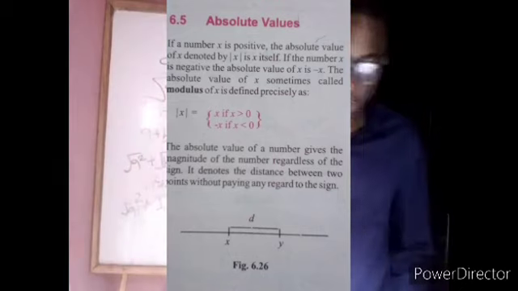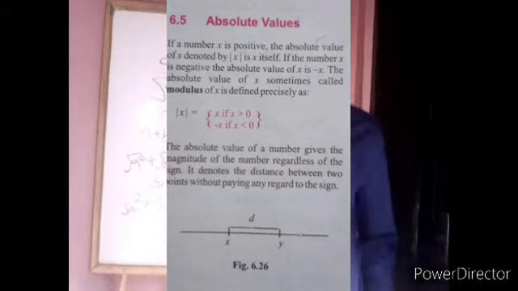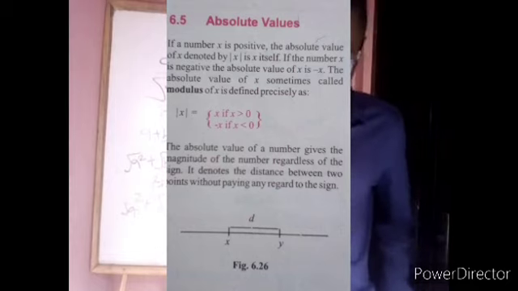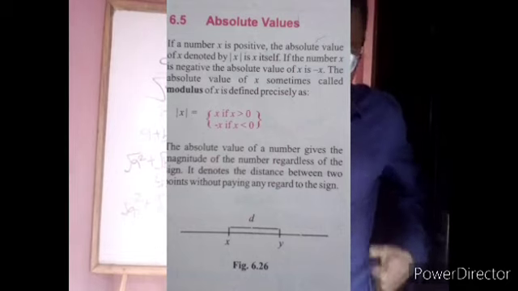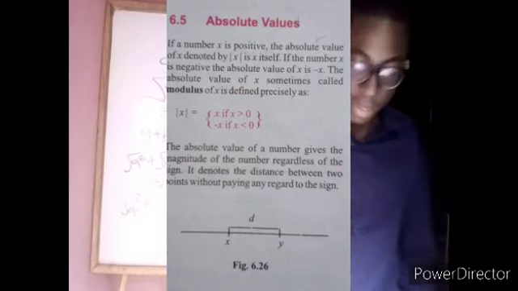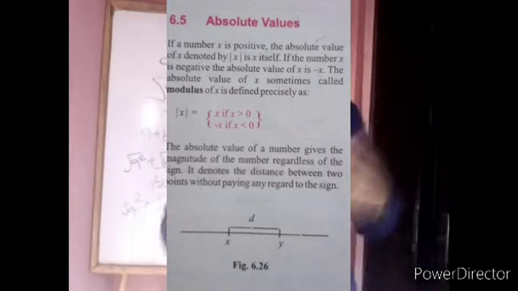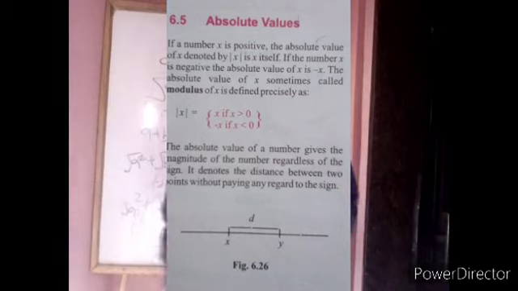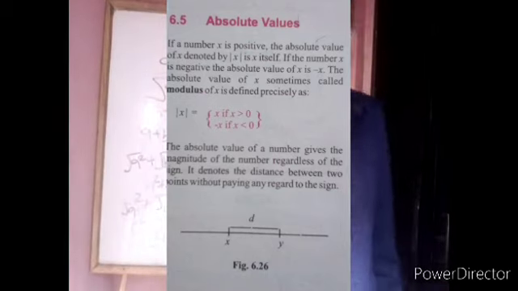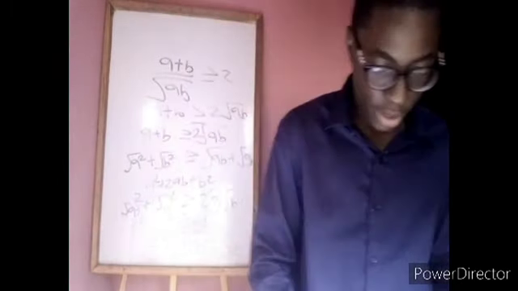So basically, the absolute value of x, sometimes called the modulus of x, is defined precisely as absolute x equals x if x is greater than 0, and minus x if x is less than 0. The absolute value of a number gives the magnitude of the number regardless of the sign, and it denotes the distance between 2 points without paying any regard to the sign. So for example, let me explain the concept of absolute value so that you can understand better. Now I want to talk about absolute value.